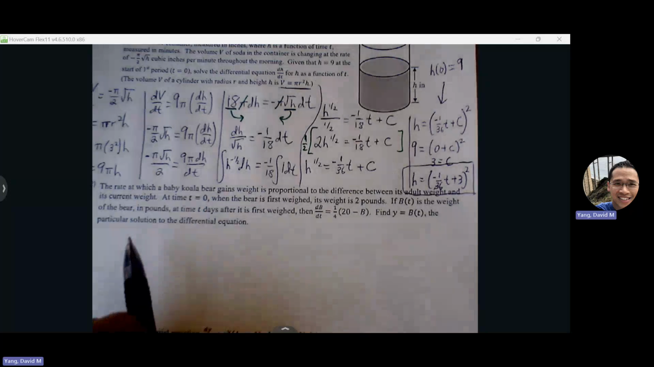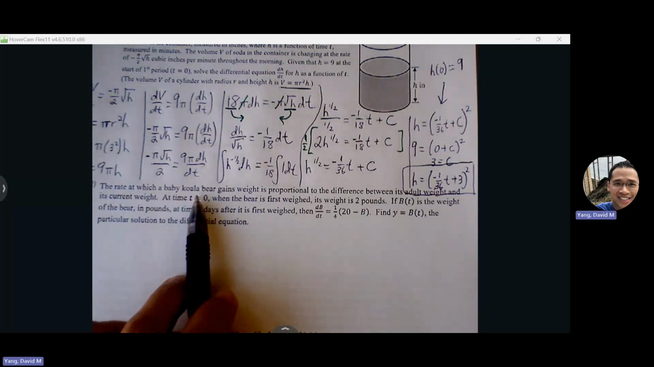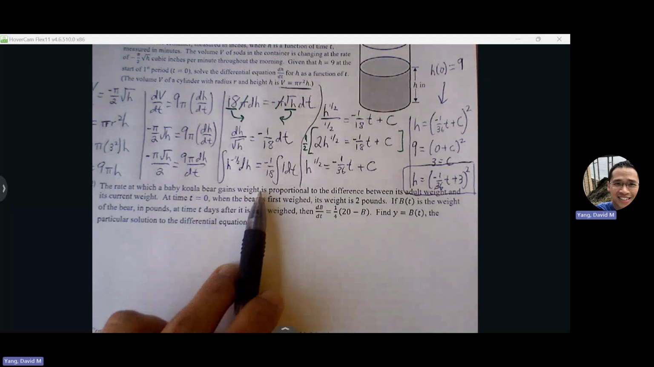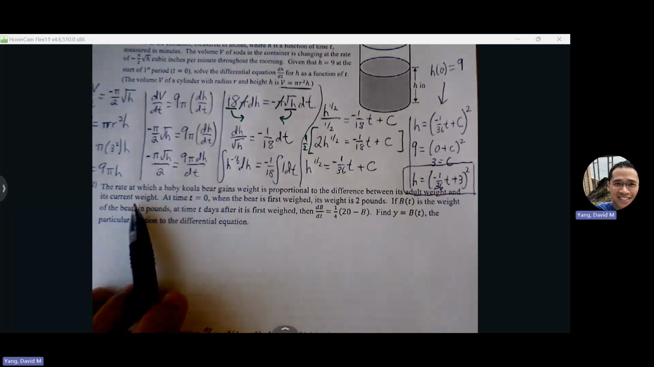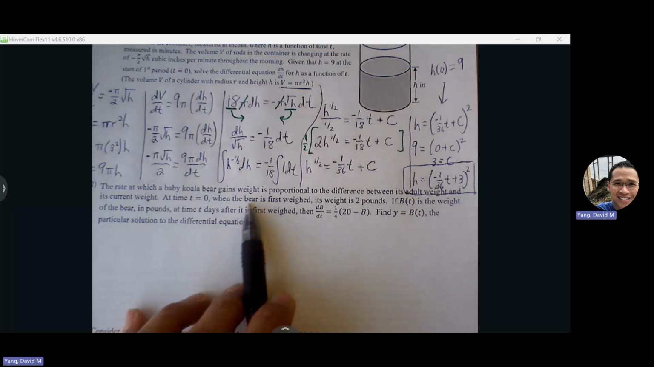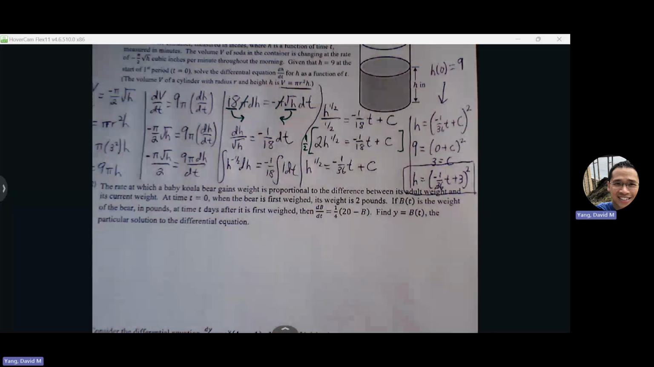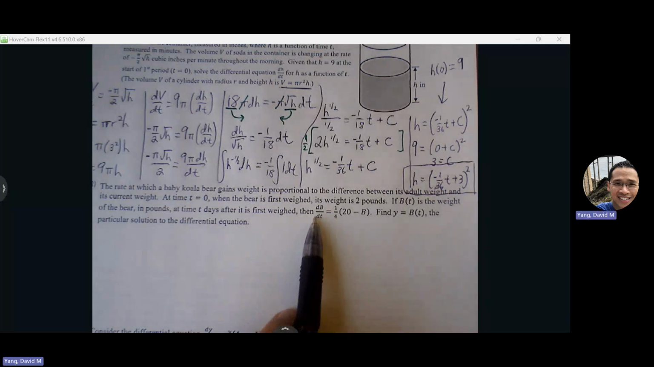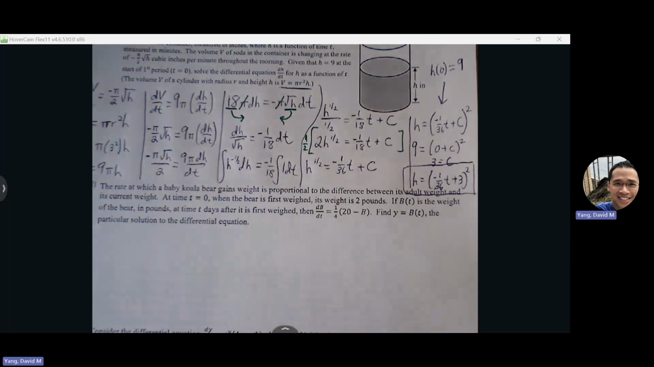All right, number 2. The rate at which baby koala bear gains weight is proportional to the difference between its adult weight and its current weight. At t equals 0, the bear weighs initially 2 pounds. B of t is the weight of the bear. And when it's first weighed, this is our differential equation. We're just trying to find B of t.